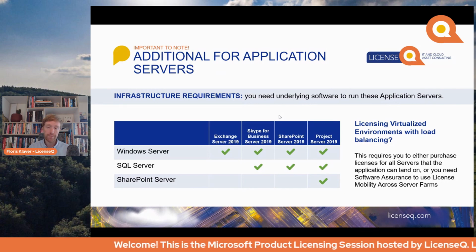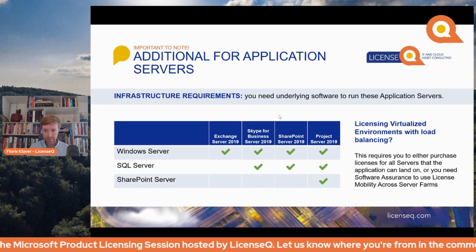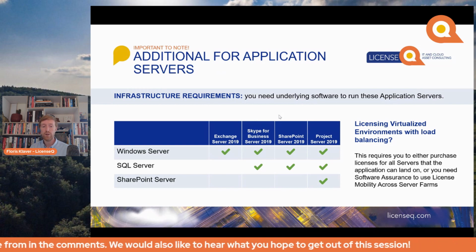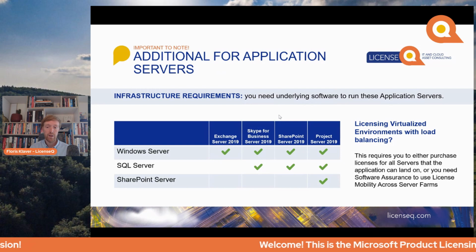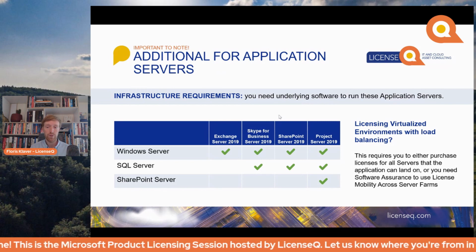If you need to move licensing because of load balancing in your server environment, it's better to acquire all your licenses with software assurance because it offers you license mobility across server farms. If you don't have this license mobility across server farms, you will have the 90-day reassignment rule. And in such a case, you are not very flexible in your load balancing. If you don't have software assurance and you want to do that load balancing, you just buy all the licenses for all the servers that your virtual environment can land on.